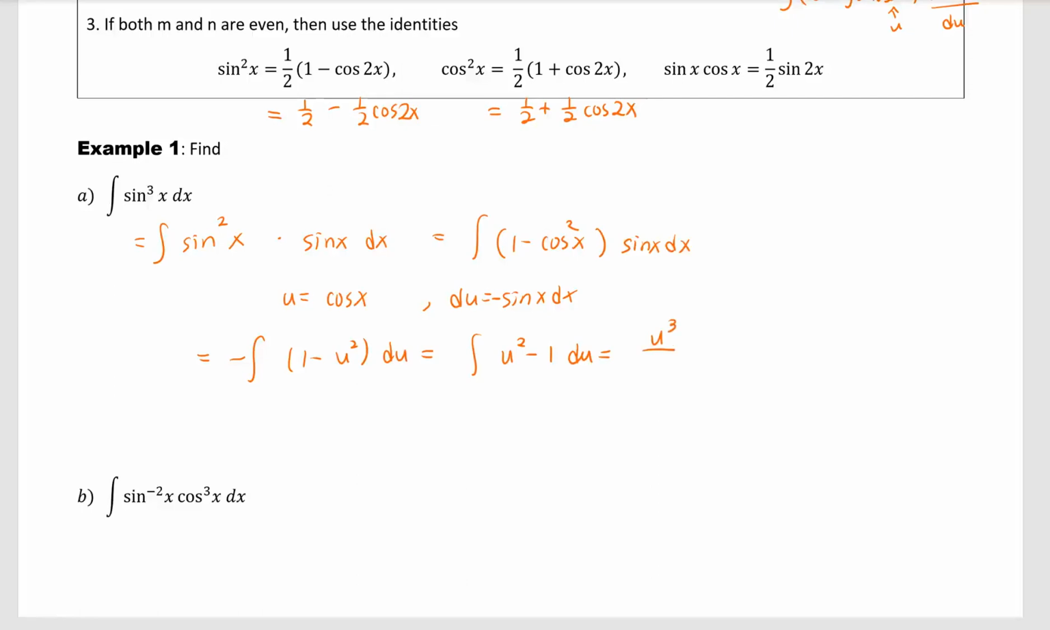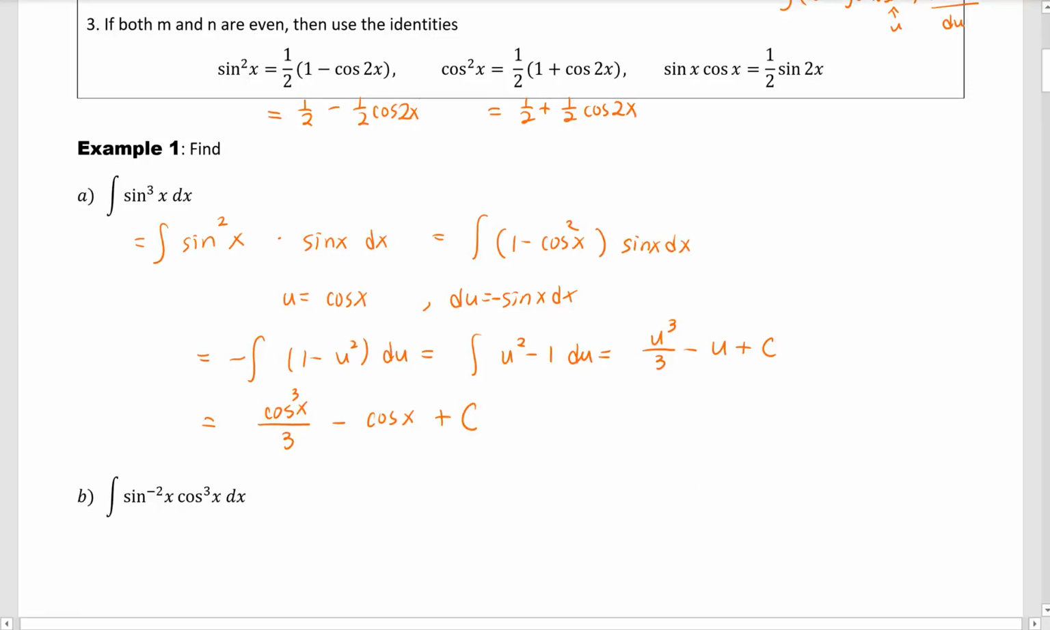So this is u cubed over 3 minus u plus c. And at the end, what is our u? That is cosine x. So the answer is cosine cubed x over 3 minus cosine x plus c. So far so good, everybody?